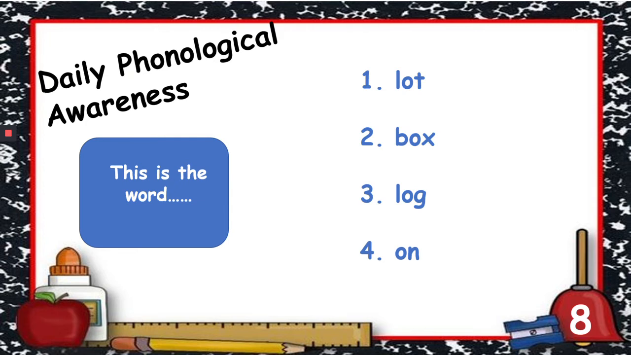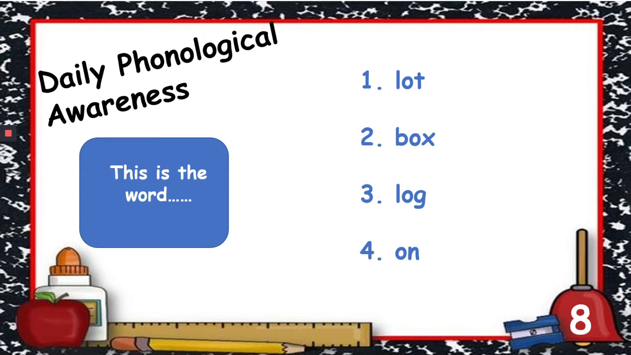Now, let's figure out what these words are. Let's start with number 1. We are going to tap out or blend the sounds. So the L makes the L sound. The O makes the ah sound. The T makes the t sound. So L, ah, t. What do you think the word is? If you said lot, you are correct. Nice job.